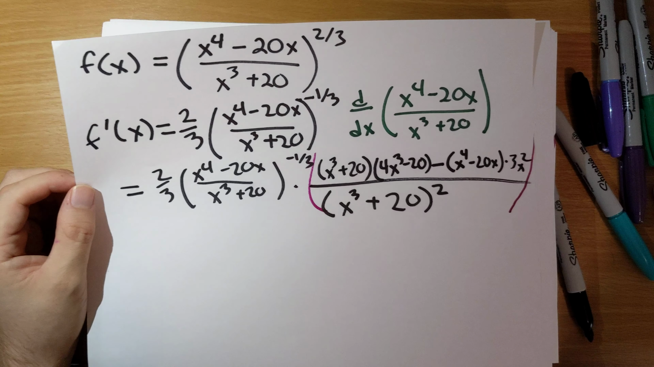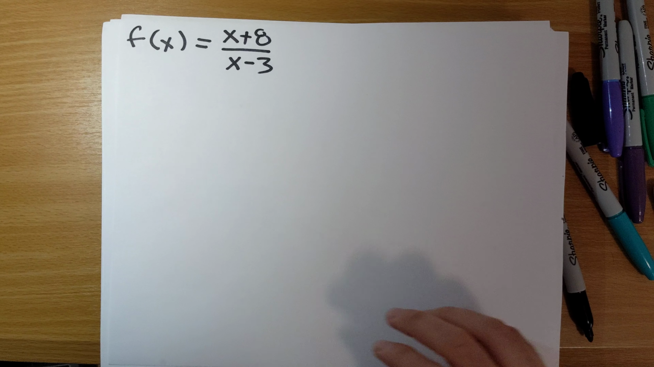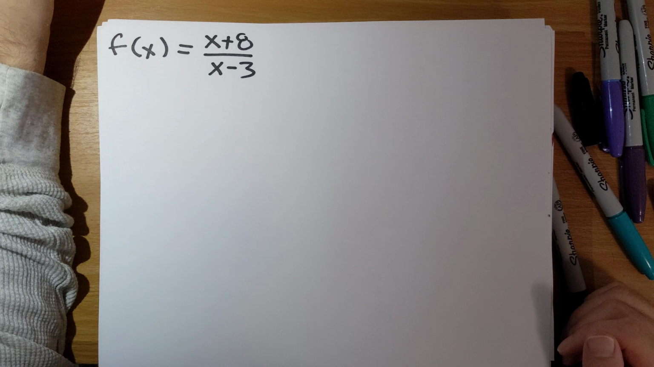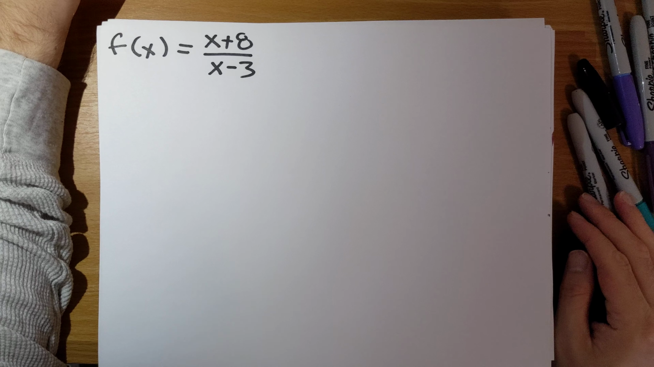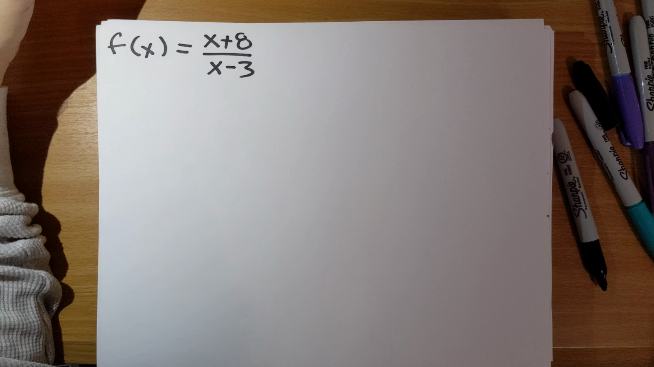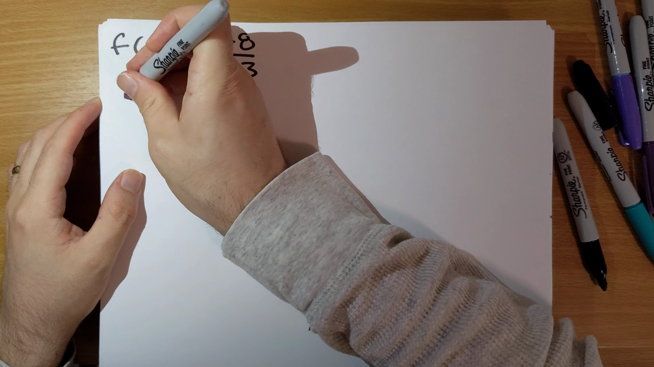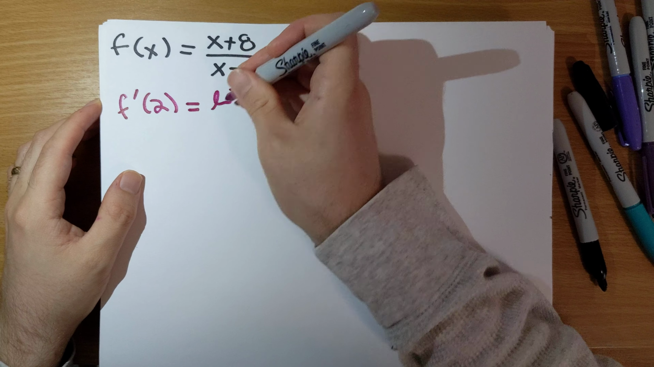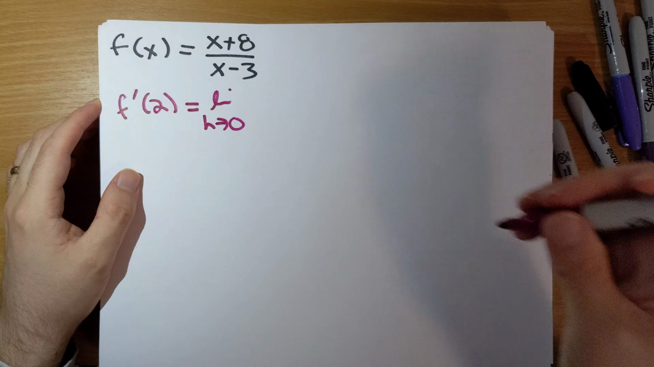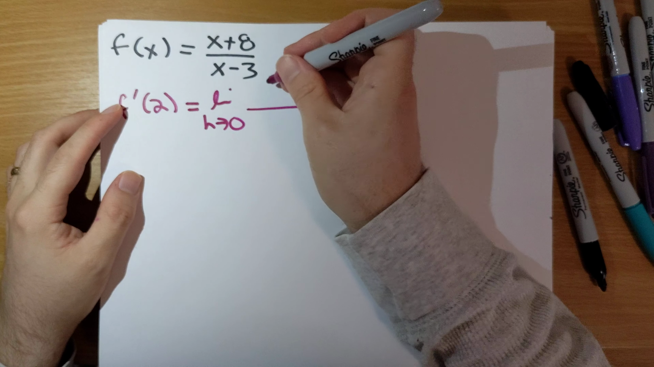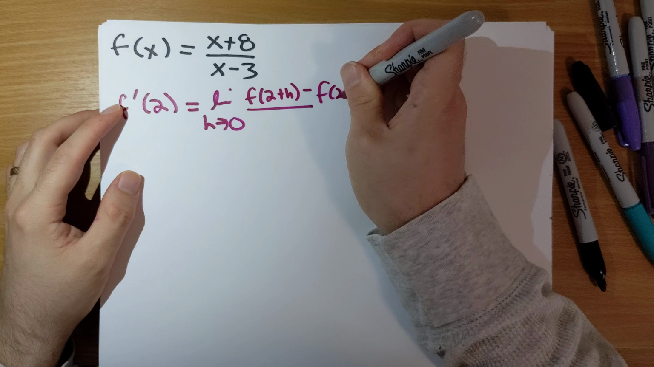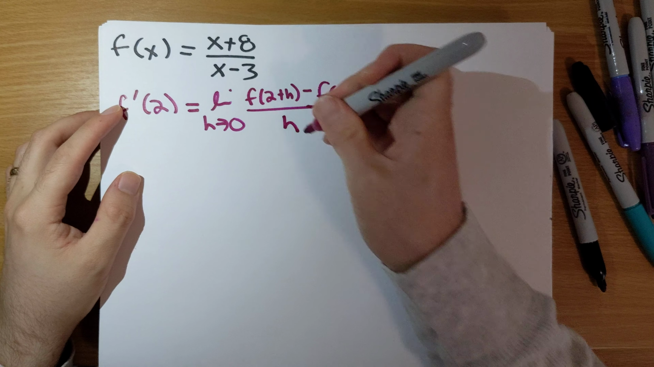Problem 41 is asking us to use the definition of the derivative as a limit in order to compute the derivative of the function at x is equal to 2. So f prime of 2 is going to be the limit as h goes to 0. This is the limit definition of the derivative. F of 2 plus h minus f of 2 all over h.